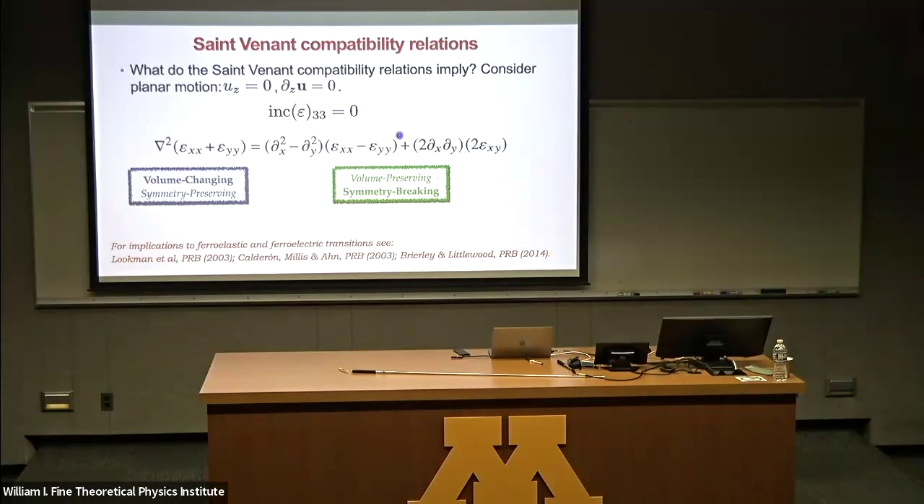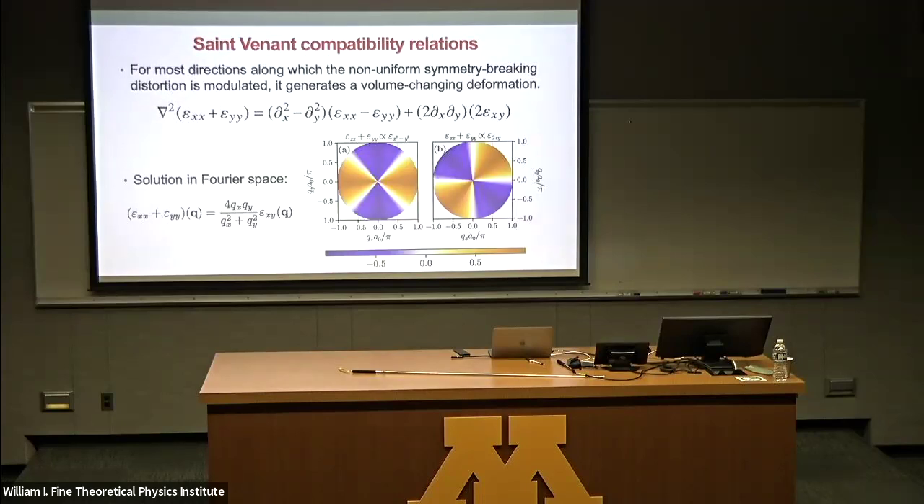Fluctuations of strain that are symmetry breaking but volume preserving will necessarily, or almost necessarily, generate volume changing fluctuations. You can see that by setting, for example, this guy to 0 and looking at the relationship between the volume change strain and the symmetry breaking strain. You get a non-analytic relationship. This means that unless QX is 0, so that my modulation is along the main axis, KX or KY, any fluctuations of shear strain will generate volume changing strain, okay?